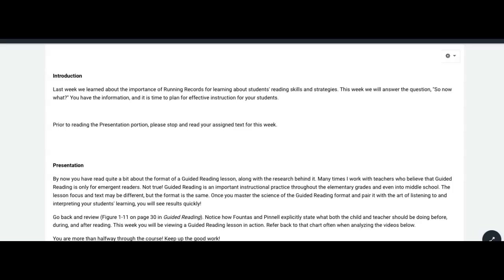Congratulations, you are halfway through the course. Last week, we learned about the importance of running records for learning about students' reading skills and strategies. This week, we will answer the question, so now what? We have this data, and now it's time to look at the data to plan for effective instruction for the students.